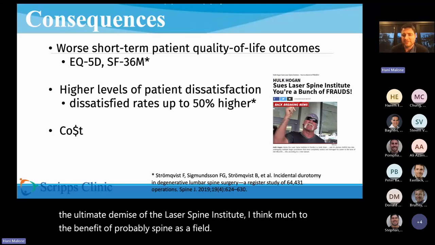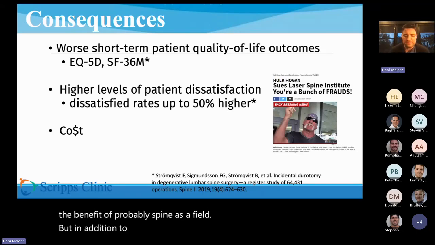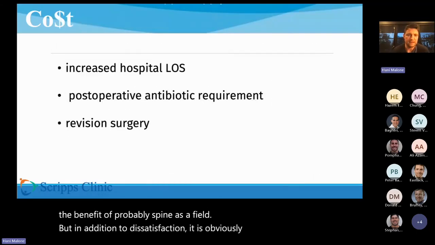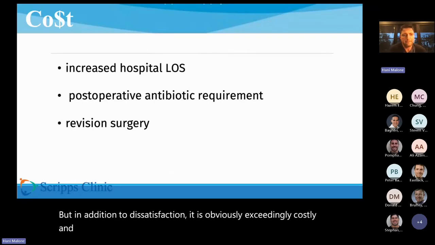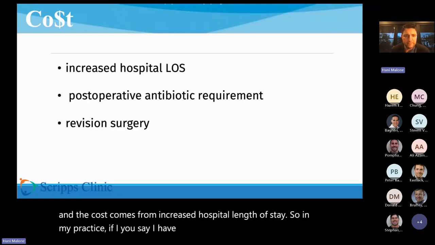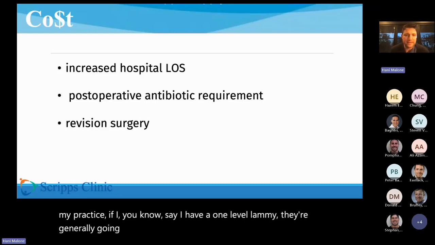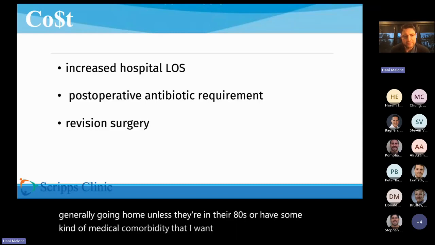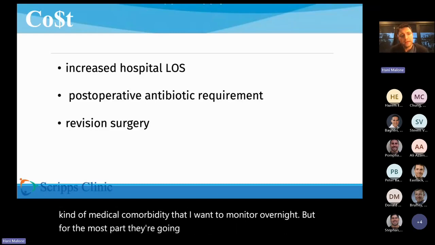But in addition to dissatisfaction, it is obviously exceedingly costly. And the cost comes from increased hospital length of stay. So in my practice, if I have a one level LAMI, they're generally going home unless they're in their 80s or have some kind of medical comorbidity that I want to monitor overnight.